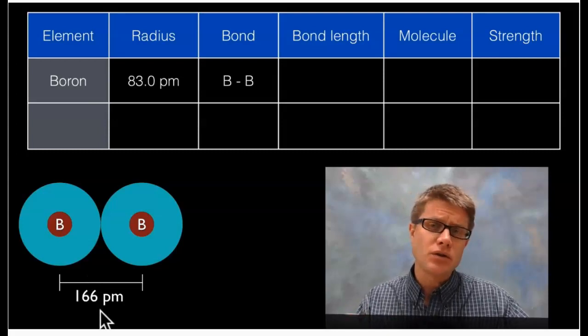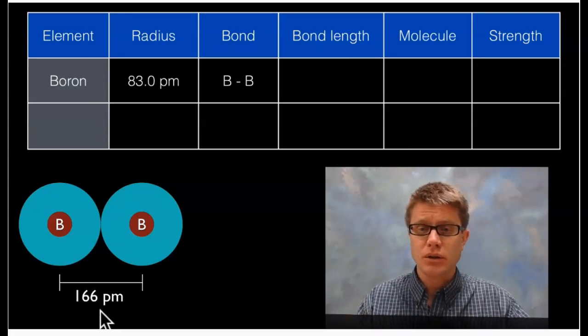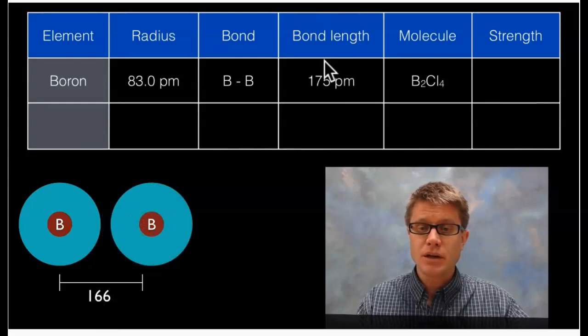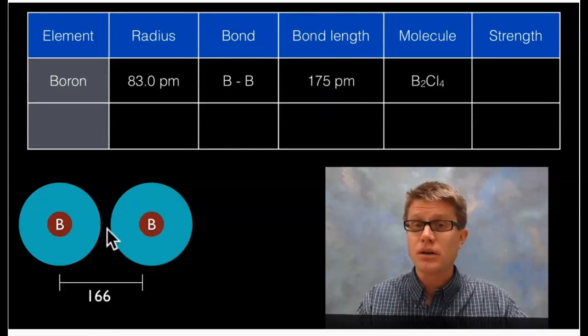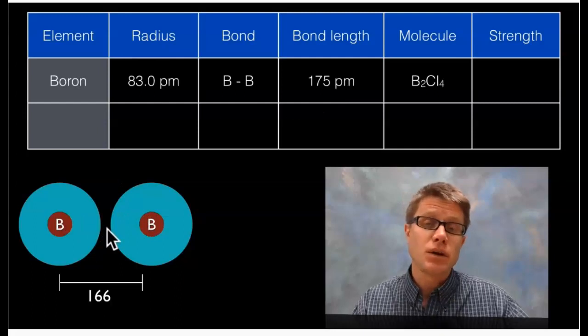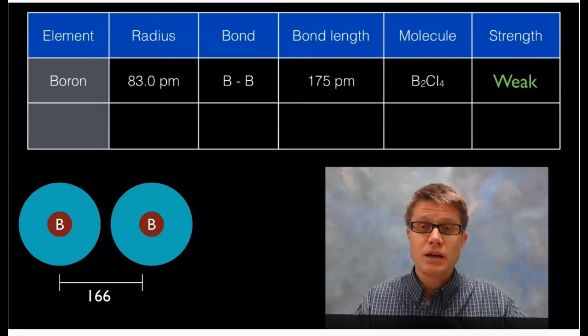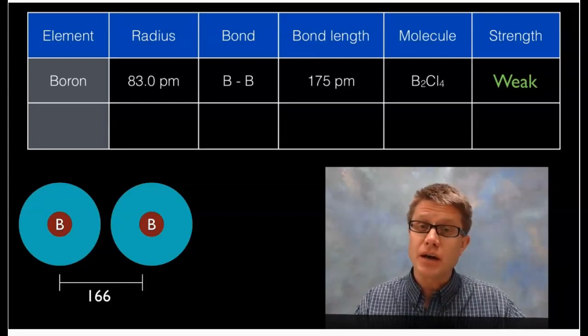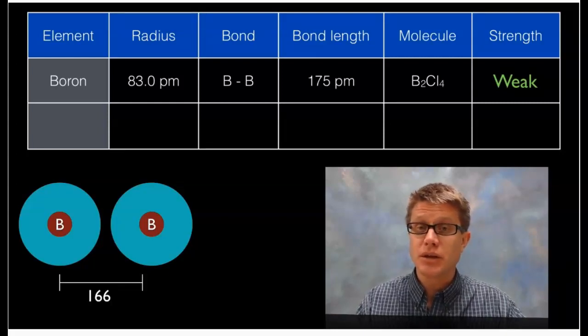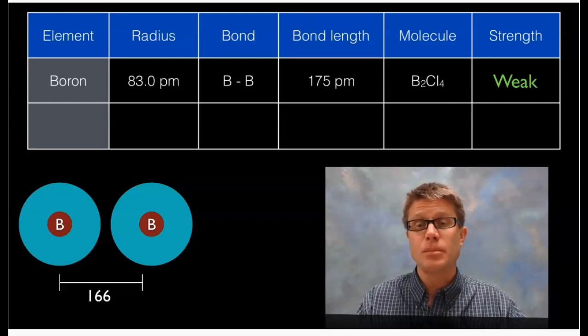But if we were to measure the actual bond length in a molecule, let's throw one up here, and it ends up being 175 picometers. In other words, they're farther apart than we would expect. That means that we're going to have a very weak bond between these two atoms. And so basically, as we increase that bond length, that distance between the atoms, we're decreasing the bond strength.